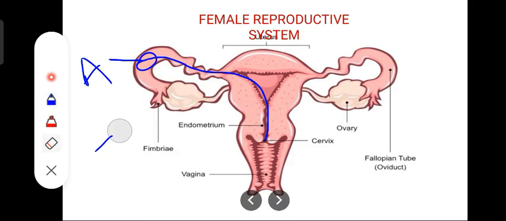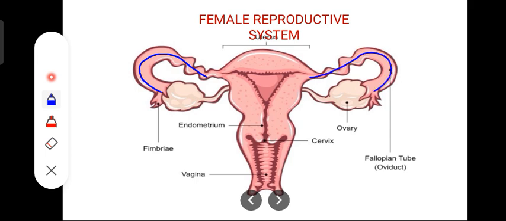So here, children, from both the sides, the oviduct has opened into a sac-like structure. Here you can see this is a sac-like, pear-shaped structure. This is called uterus. So this uterus is the part where the embryo is implanted.